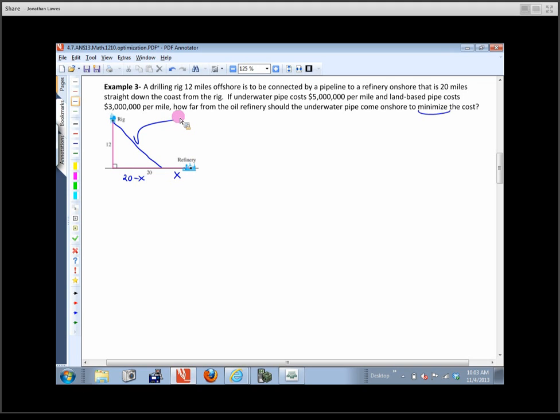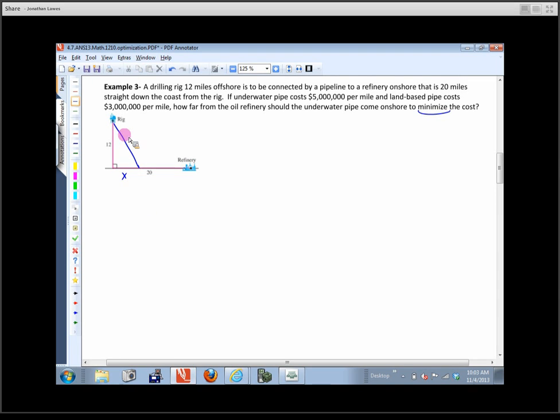Okay? So the way the question is asked might lead us to a function that's a little bit more difficult to deal with. So let's do this. Let's have it come on land right here. We know that we want to find out how far from the refinery we should land, okay? But let's use x for this right here. Because if I use x for this side on the right triangle, then finding an expression for the length of this underwater pipe right here is a heck of a lot easier.